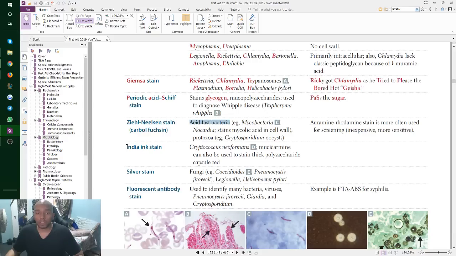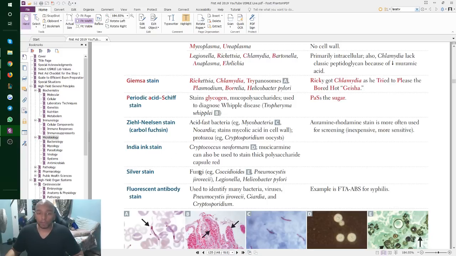India ink should just ring a bell for Cryptococcus, Cryptococcus neoformans. Mucicarmine can also be used to stain thick polysaccharide capsules red. But you have to see what your question is telling you. I've seen both things being presented because Cryptococcus is pretty high yield. I've seen questions where they could either mention the mucicarmine or the India ink stain, and you have to think of Cryptococcus neoformans immediately.